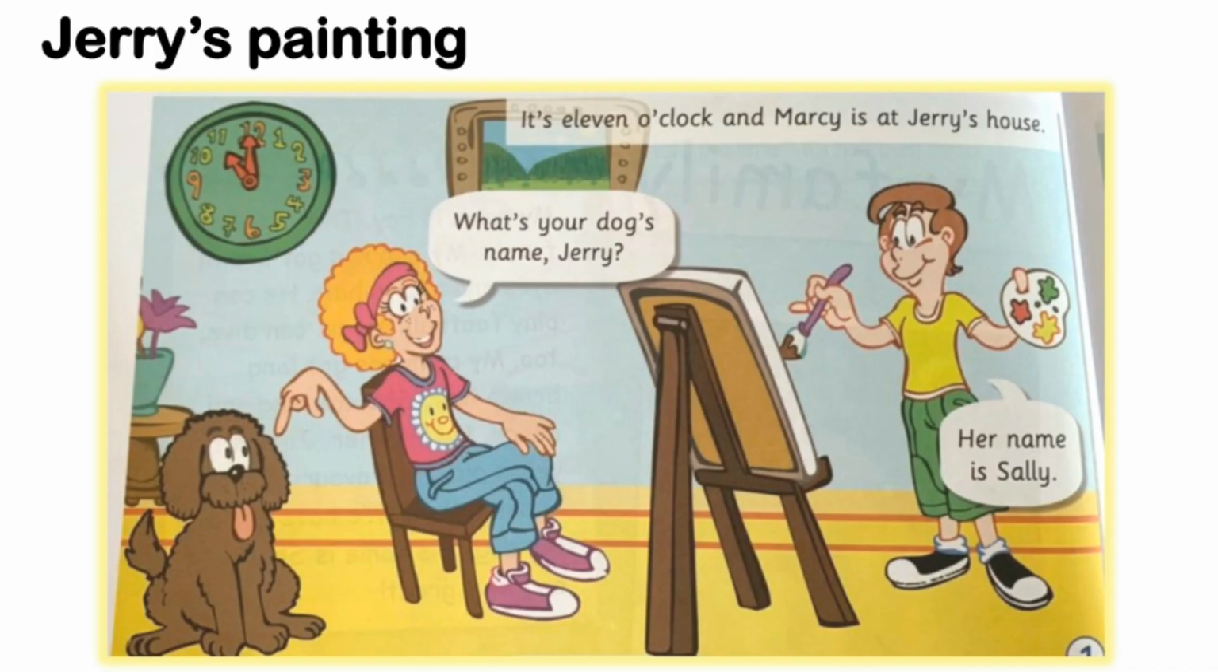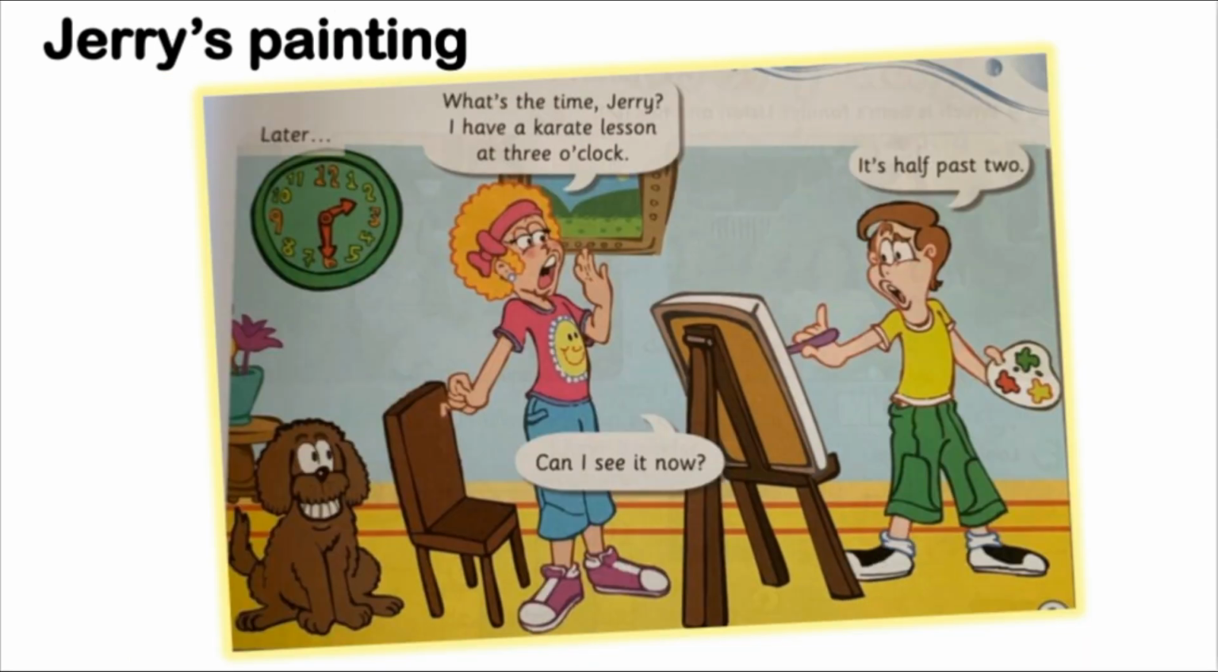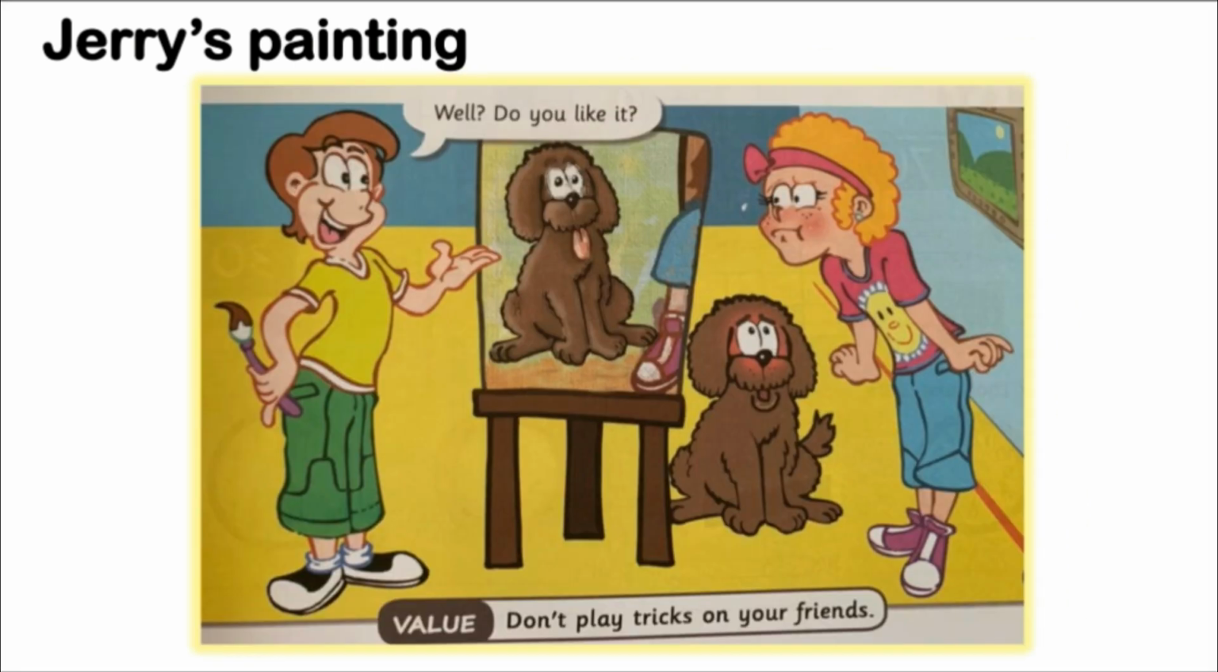It's 11 o'clock and Marcy is at Jerry's house. What's your dog's name, Jerry? Her name is Sally. Sally has got curly hair just like me, but my hair is blonde and her hair is brown. Don't stand up, Marcy. Later. What's the time, Jerry? I have a karate lesson at 3 o'clock. It's 2:30. Can I see it now? Well, do you like it?